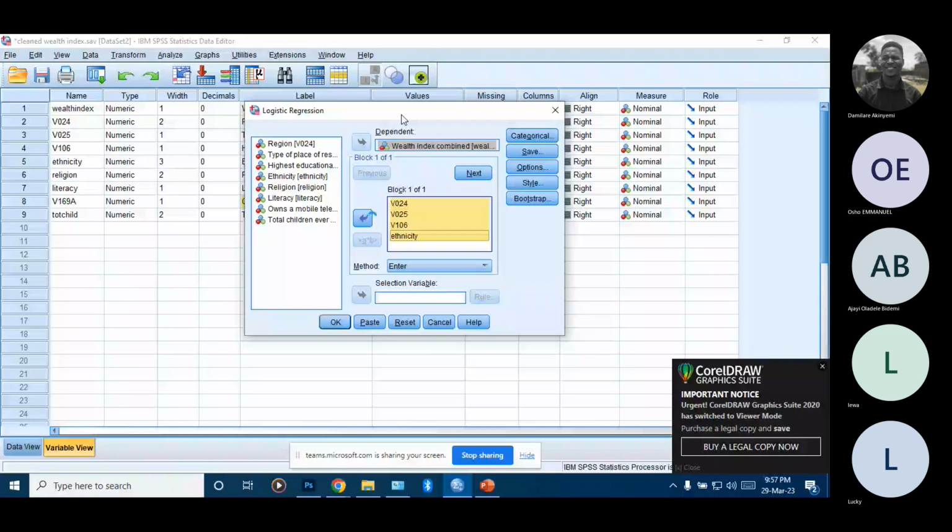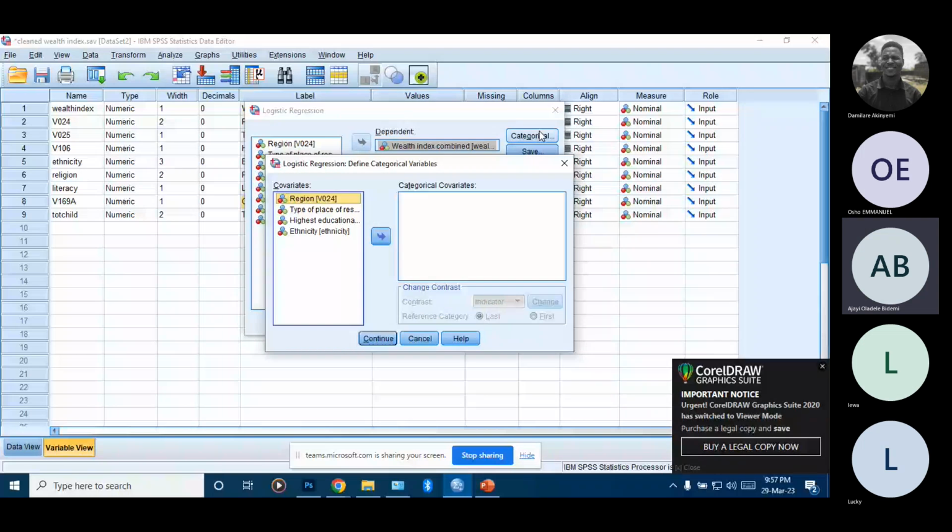Now, when you throw these inside this box, this categorical button becomes active. When they were outside, the categorical button was not active. But when you throw them inside, it is active. When you click it, it asks us which of the variables are categorical. In this case, all the variables we are using to predict health index are categorical. So we throw all of them inside the categorical covariates box.